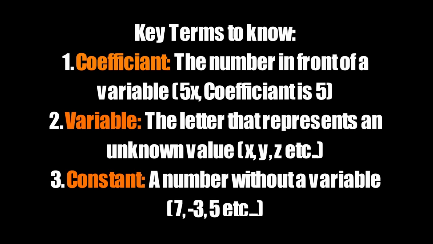Number 2, variable. Variable is the letter that represents an unknown value. That can be any letter. Examples are x, y, z, etc. Number 3, constant. Constant is a number without a variable. That means any number. So 7, -3, 5, etc.